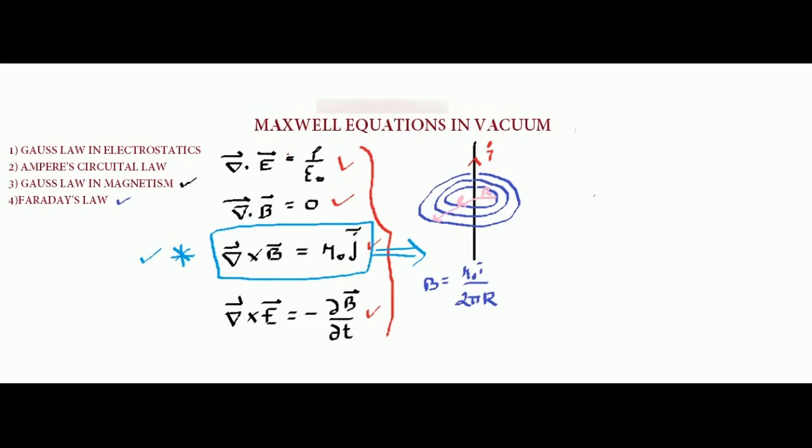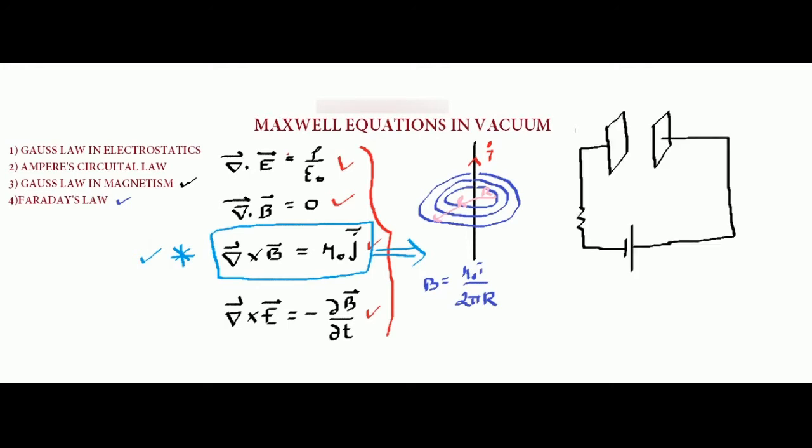Maxwell gave the following argument. He said, consider a circuit in which you have a battery of potential V and a capacitor system. What happens? In the end, when the capacitor has the same potential as the battery, there is no flow of current. But Maxwell said, I am not concerned with what happens in the end. I am concerned with what happens in between.